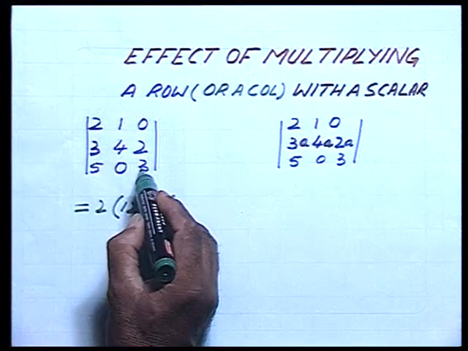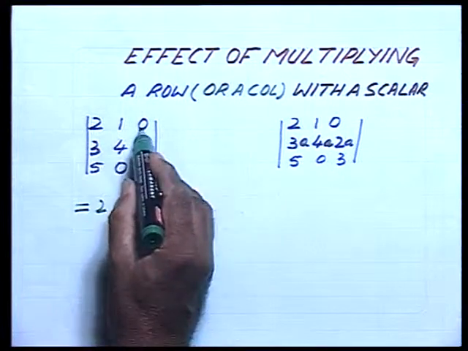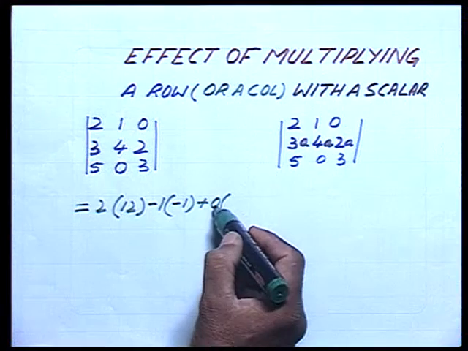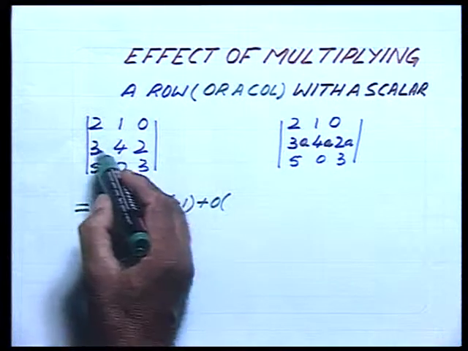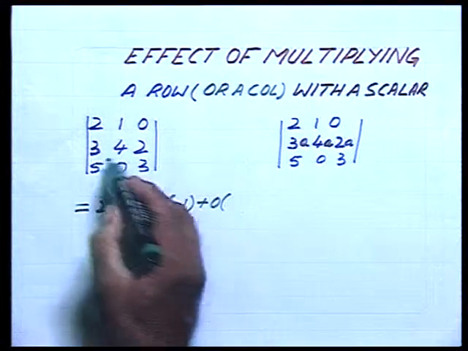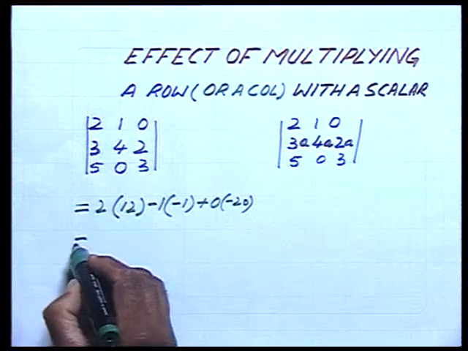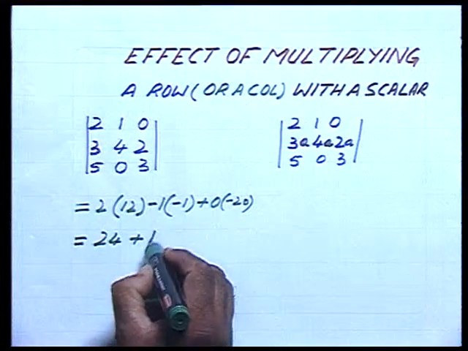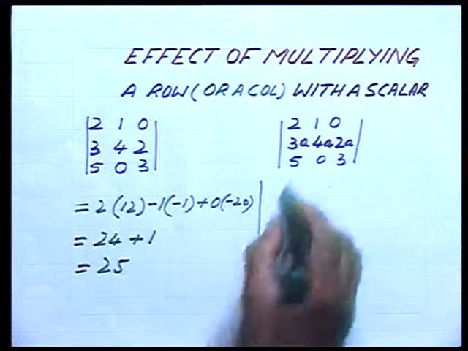So, 3 3s are 9 minus 10 which is minus 1 and then 0. I may not write anything because ultimately when I am multiplying with 0, the answer is going to be 0, but still if you want to, these 3 zeros are 0 minus 20. So, it is going to be minus 20. The value is 24 plus 1 which is 25. Let us look at this.